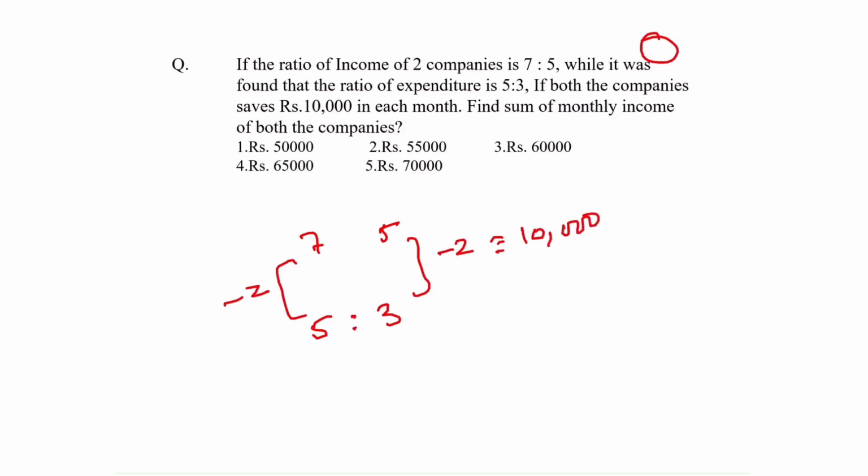Total income is 7 plus 5, which is 12 parts. So 2 parts is 10,000, then 12 parts is 6 times that, so 60,000 is the answer. The third option is the correct answer.